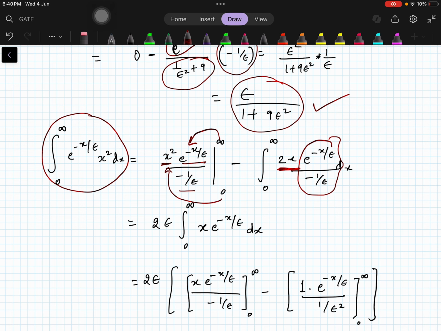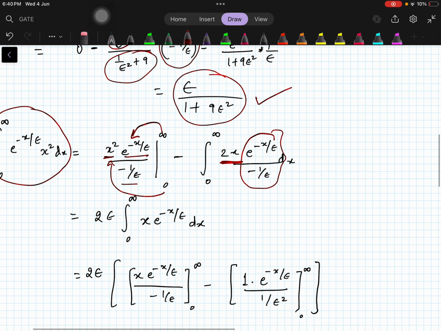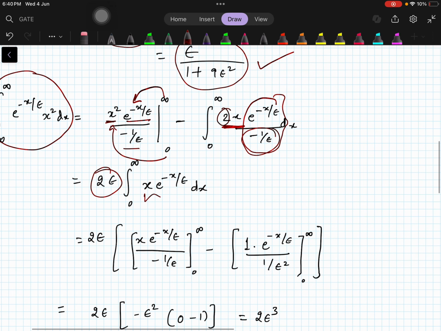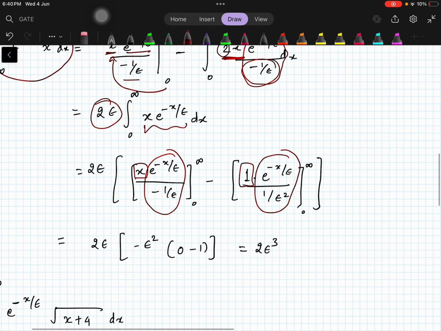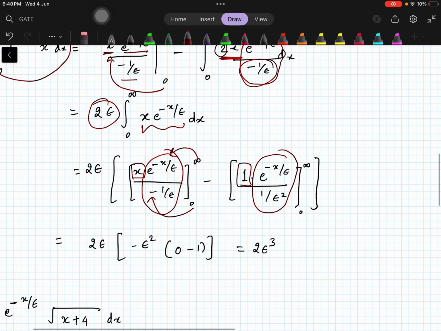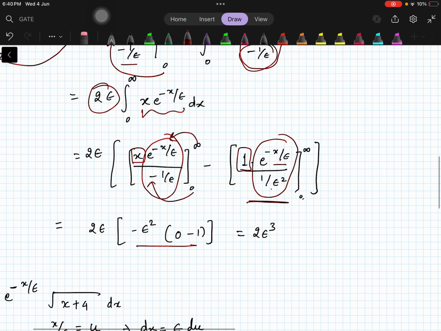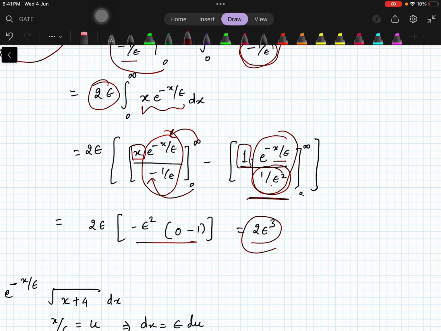When you put 0, because of this term you will get a 0, and here again you apply integration by parts. First you can bring the 2 and epsilon outside, and then the negative will become positive. Again, first function into integration of second function, minus derivative of first function and integration of second function. Here again when you put infinity and 0, both the terms give you 0. When you put infinity you get 0, and when you put 0 you get 1, and the epsilon square comes from this term. So you have 2 epsilon cube. This is the second term, right.